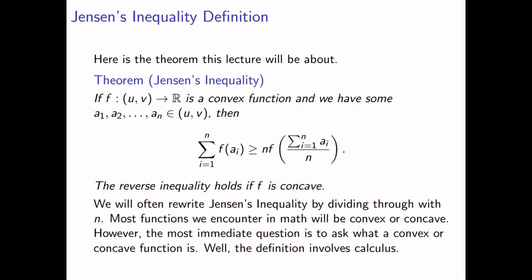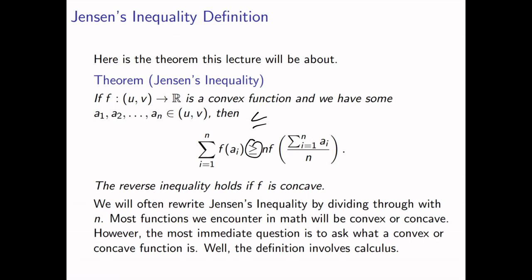What is Jensen's Inequality? Well, Jensen's Inequality states that for a convex function f that maps x values in the interval u to v to real numbers, where we also have some numbers a that are inside that interval, we have that the sum of f of a is greater than or equal to n times f of the sum of a over n. So if the function is concave instead of convex, it'll actually be flipped. Instead of a greater than or equal to sign, it'll be a less than or equal to sign. So yeah, those are the two cases.